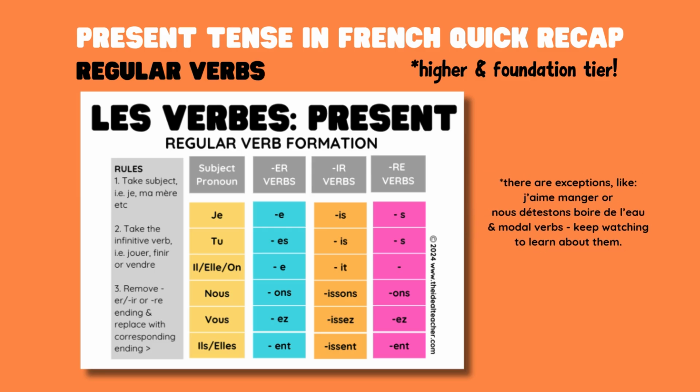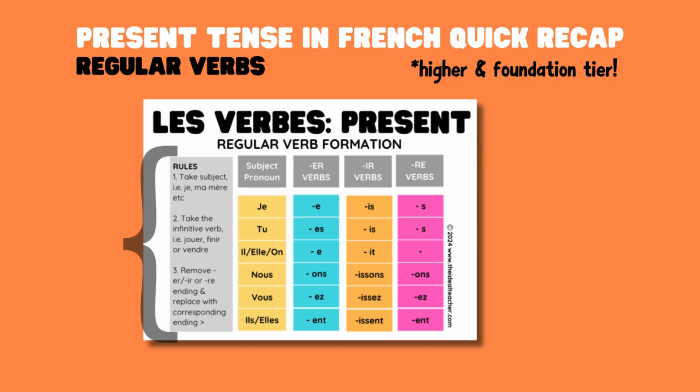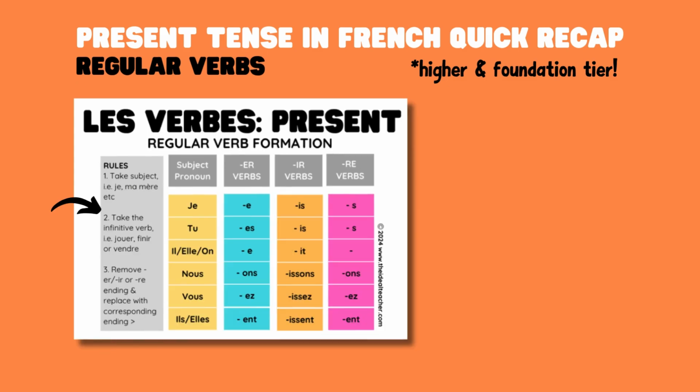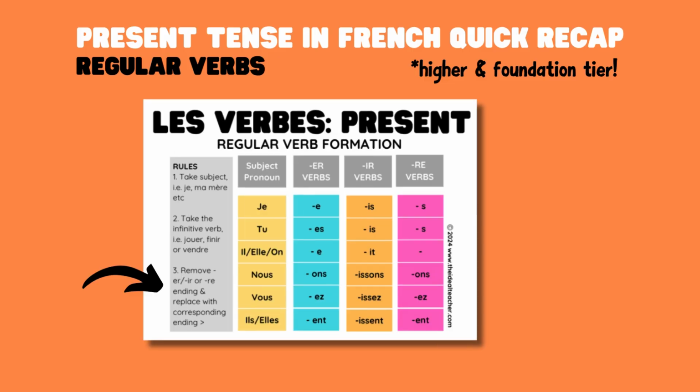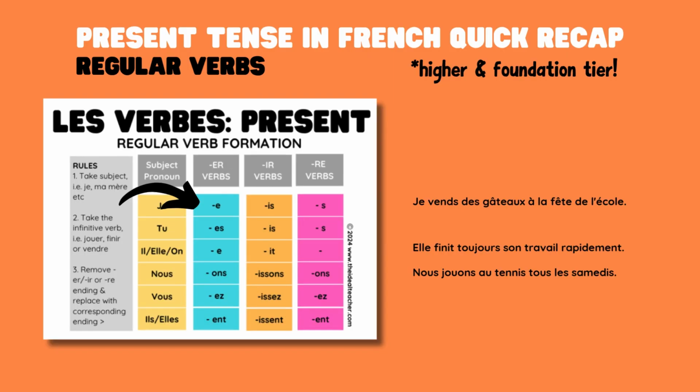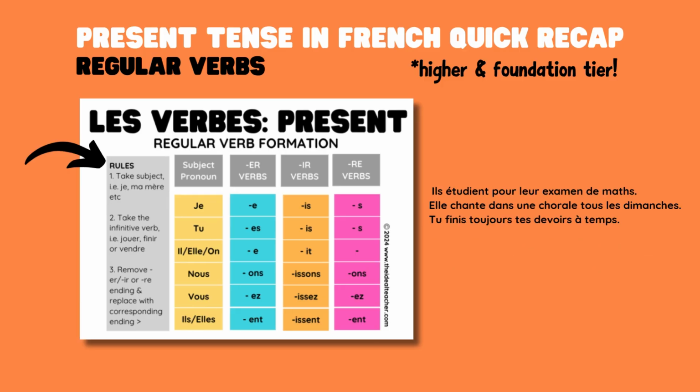Regular verbs in the present tense. So the present tense generally just has one verb, and you form it in the regular present tense by taking the verb, the er, ir, or re verb, jouer, finir, vendre, taking off that ending er, ir, or re, and replacing that ending with one of the endings that are on the screen now, depending on who you're speaking about.